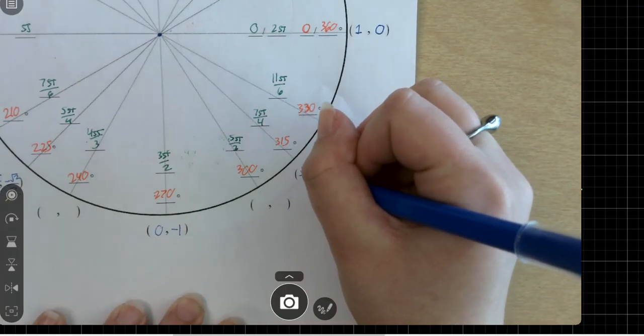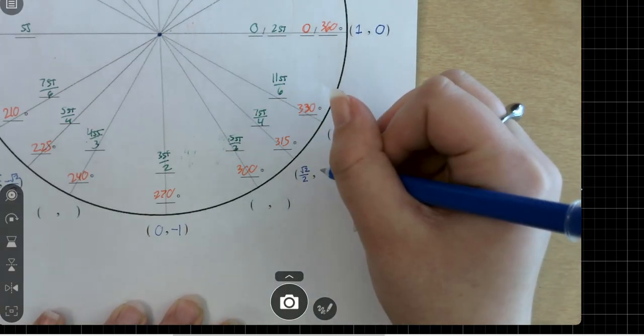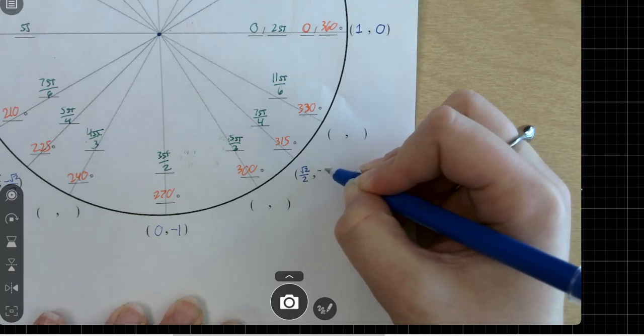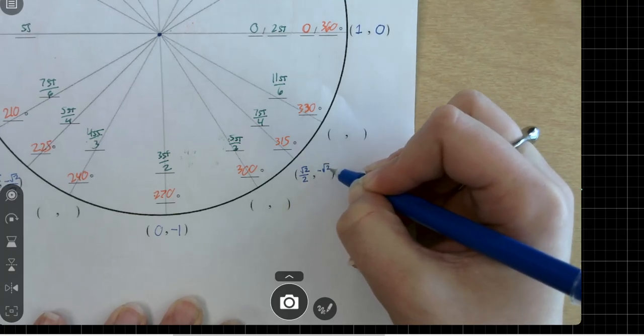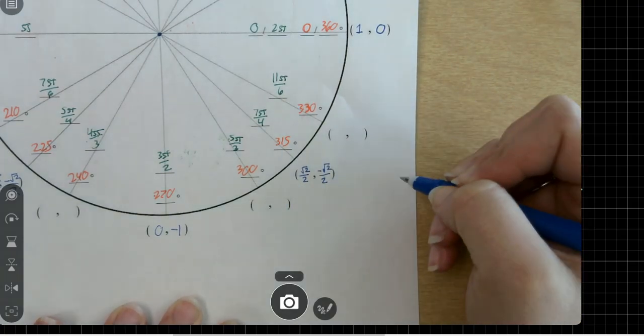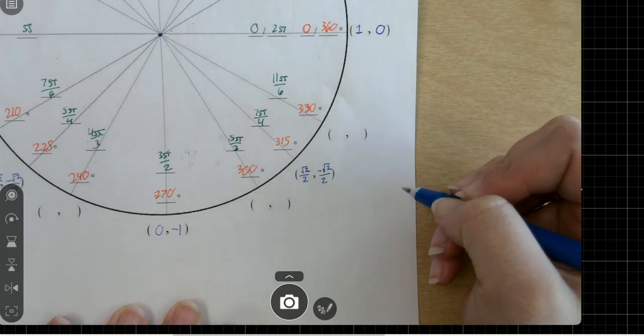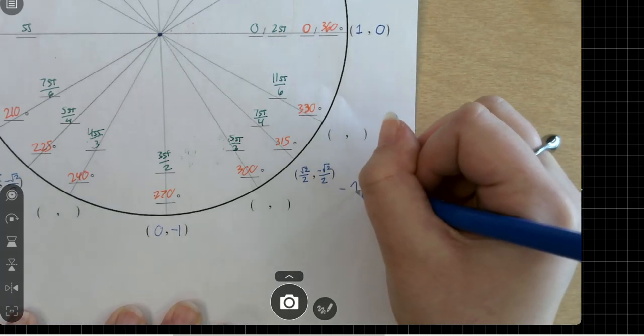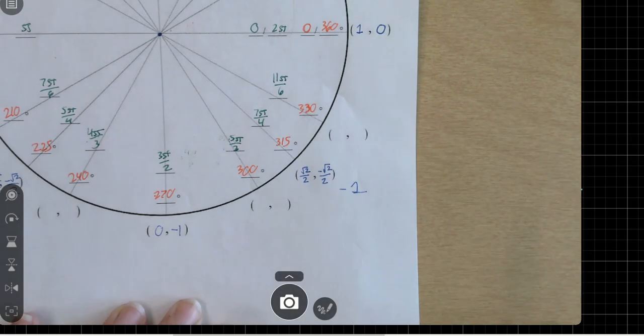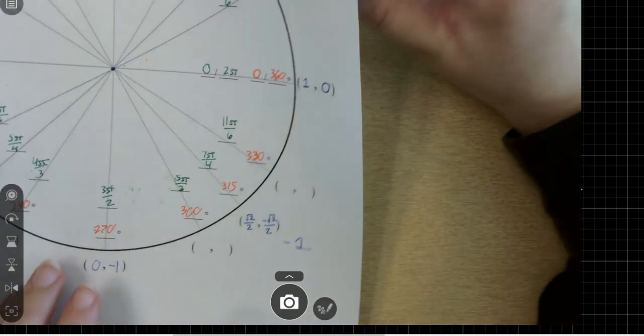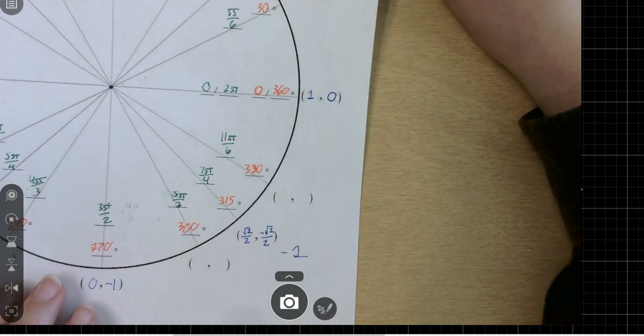Square root of 2 over 2. Perfect. And would tangent be positive or negative 1? Negative 1. Perfect. Okay. We got one of them down. We got two more to go.